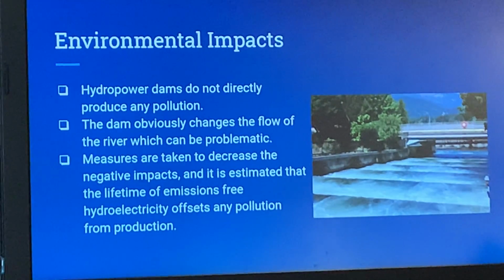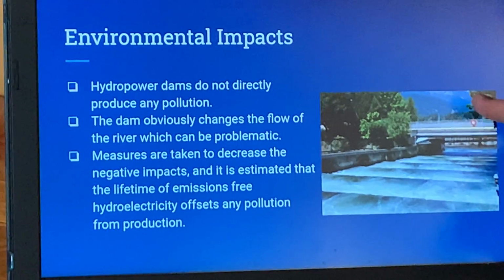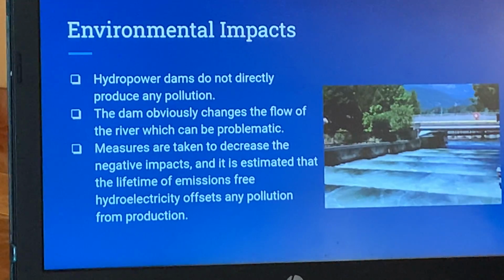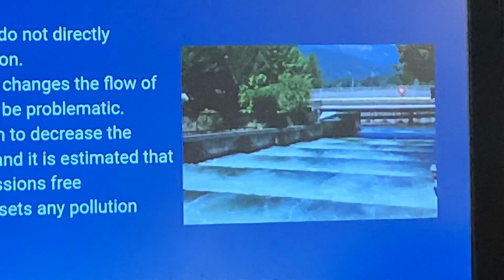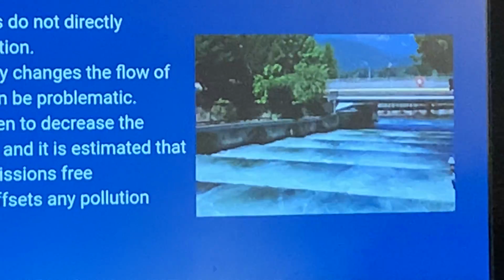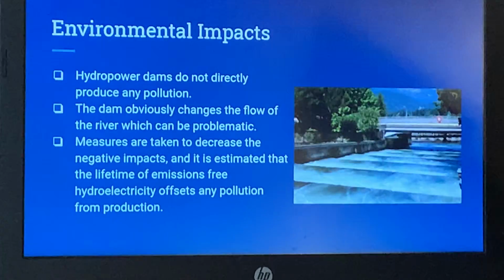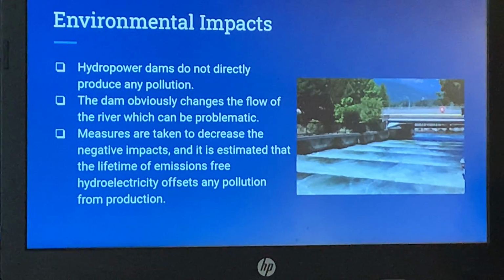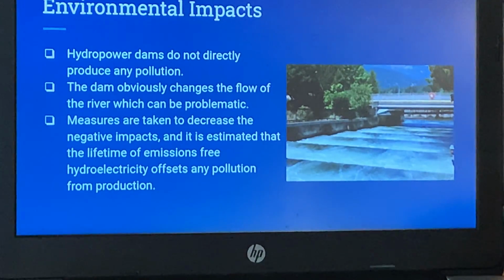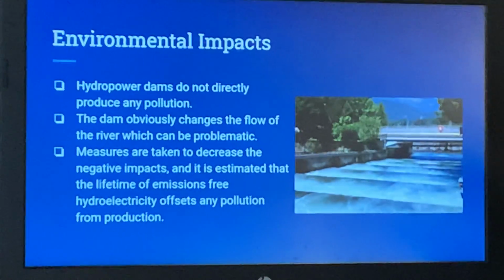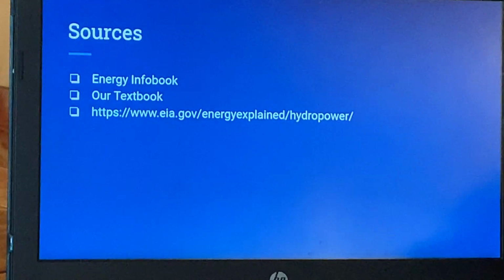However, there are measures taken to decrease the negative impacts, such as this over here, which is a fish ladder, and it just helps the fish migrate better because obviously they can't just go straight up the dam. And it's estimated that the lifetime of emissions-free hydroelectricity offsets any of the pollution from production, and usually the lifetime of these dams is 50 to 100 years.